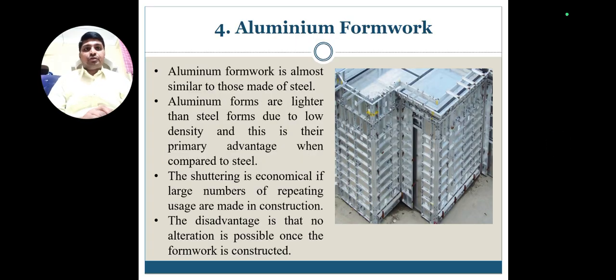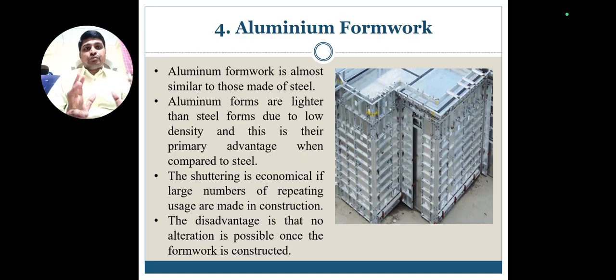Then coming to aluminum formwork, which is made of aluminum material. The formwork is manufactured with aluminum, and it is lighter than steel, because aluminum has a low density, whereas steel has a higher weight than aluminum formwork.